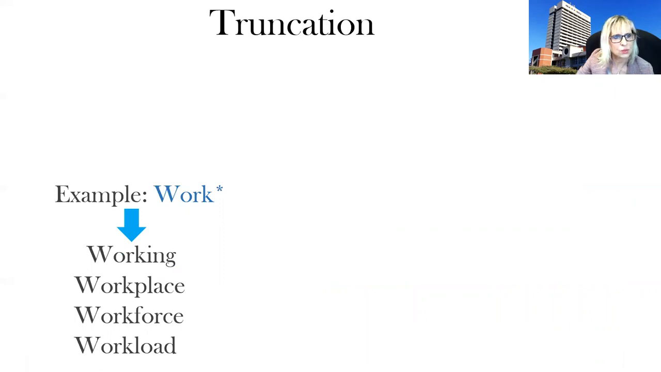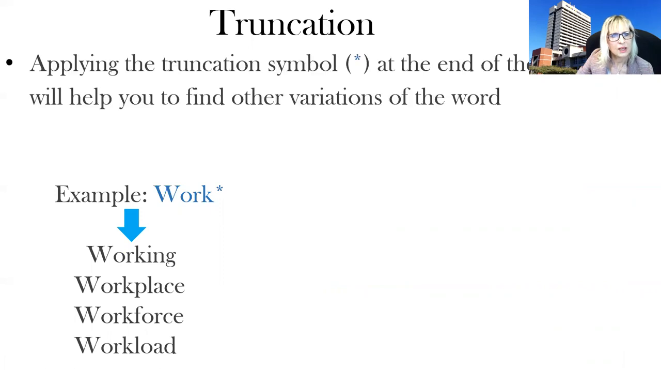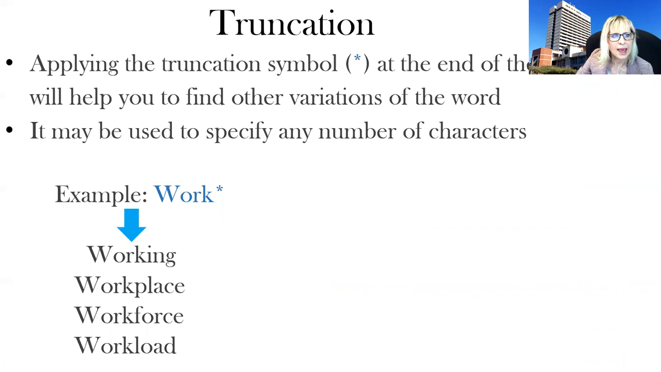Truncation is your third search technique. Applying the truncation symbol at the end of the root word will help you to find other variations of the word, and it may be used to specify any number of characters. So here you will find another example word with the truncation symbol, and it will display all the variations of the word.